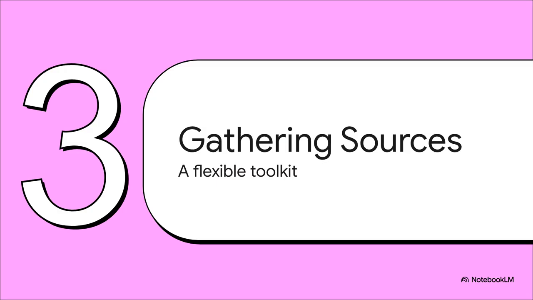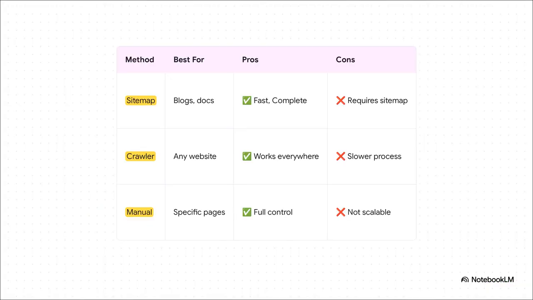And what's really clever here is that this isn't some one-size-fits-all tool. The extension gets that you're going to be dealing with all different kinds of websites, right? So it gives you this flexible toolkit with 3 different ways to gather up your sources. So let's break down your options. First, you've got the sitemap method. Think of this as your express lane. It's super fast and perfect for structured sites like blogs or documentation.